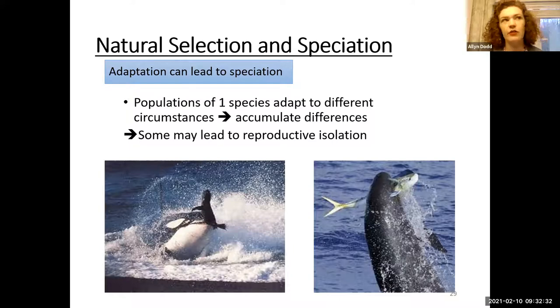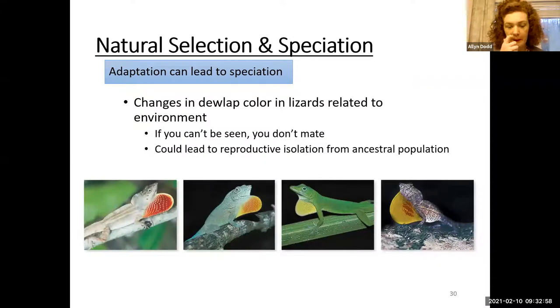This is true for things like food resources. I mean, think about Darwin's finches. This is true with respect to, maybe a plant becomes adapted to a different kind of environment. Maybe they can become more adapted to the cold, and so their range increases and they become a little isolated, things like that. Anything that can lead to reproductive isolation, including adaptation, can lead to speciation. Another example is lizard dewlaps. Look at them, they're cute. These are the anolis lizards, and you notice they have slightly different dewlap colors.